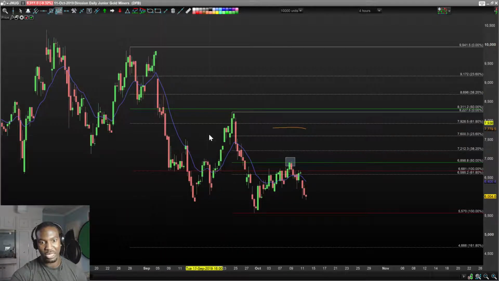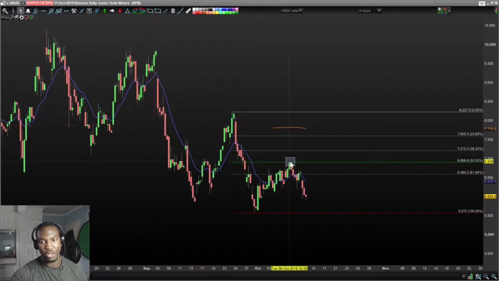So as we can see, there's a little bit of a pattern forming. Once again, this level here, based off of Fibonacci, shows a potential short position could have been taken once it hit the 50% level.